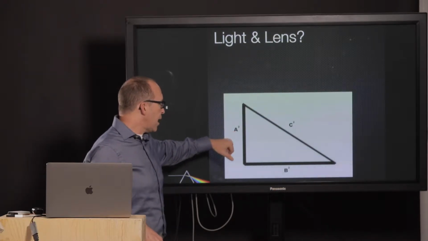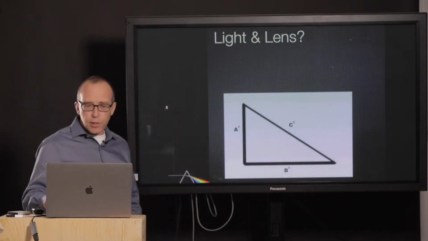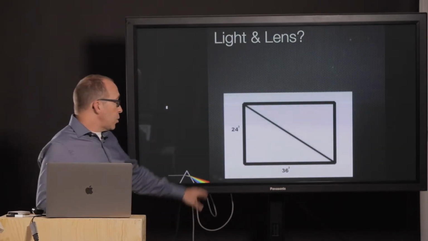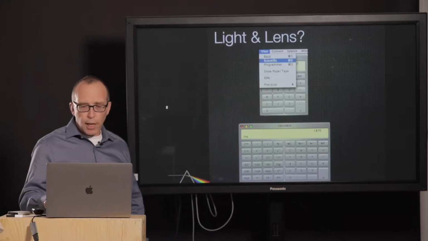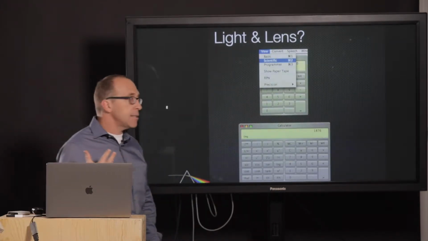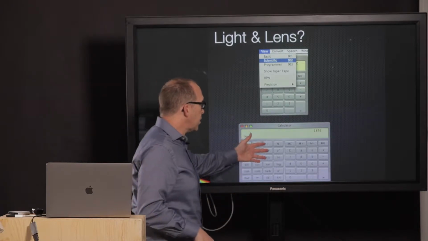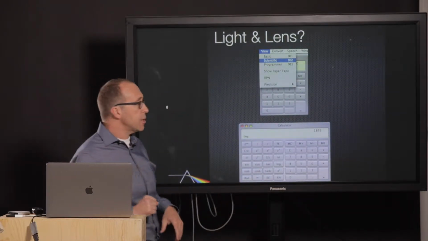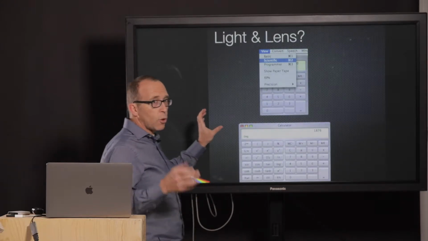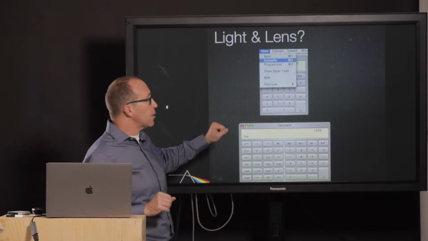We're going to square A, we're going to square B, in other words, 24 squared and 36 squared. I don't know about you, but I can't do that in my head. Luckily you guys have Apple computers, and they all have handy little calculators in them. You can just go into your applications folder, and you'll see there's a calculator there.